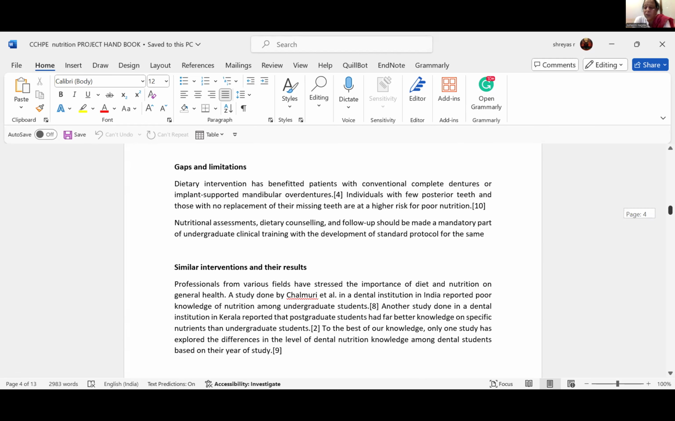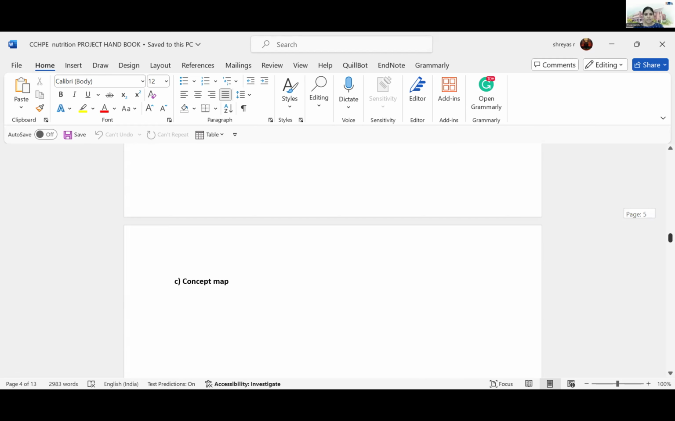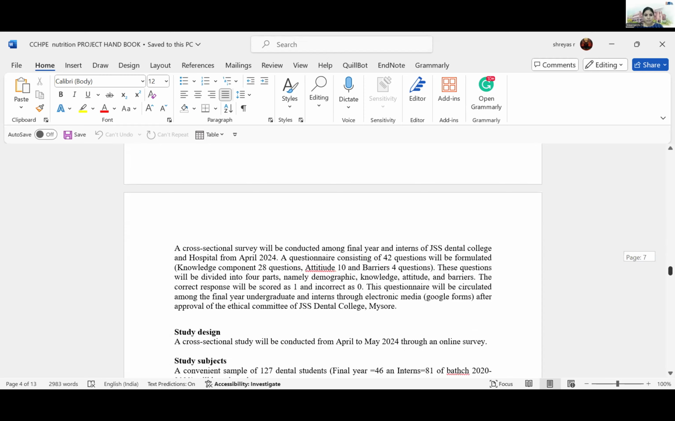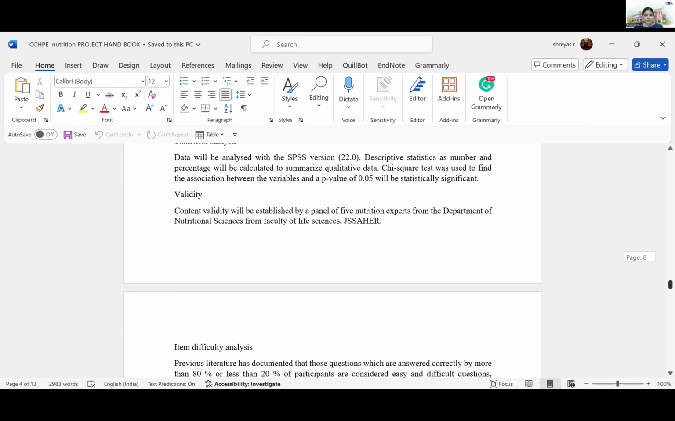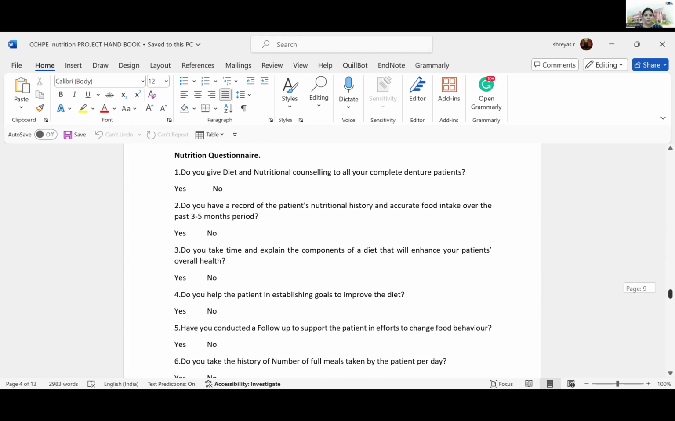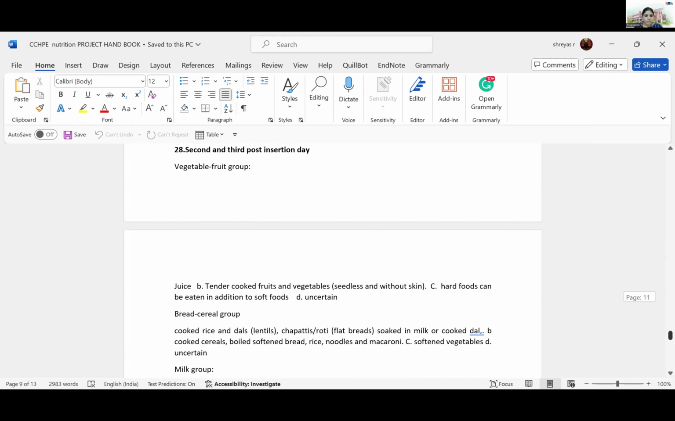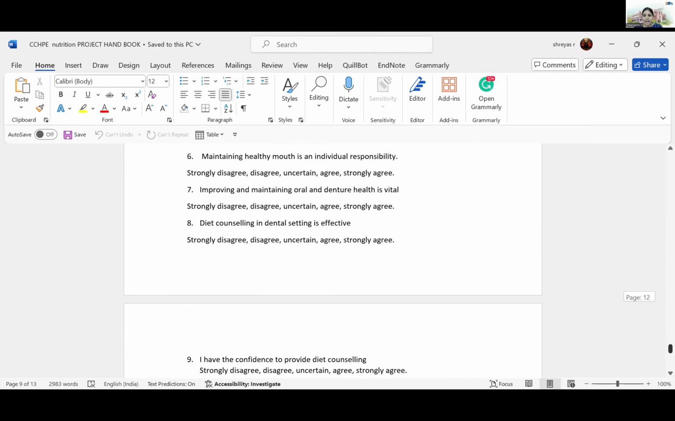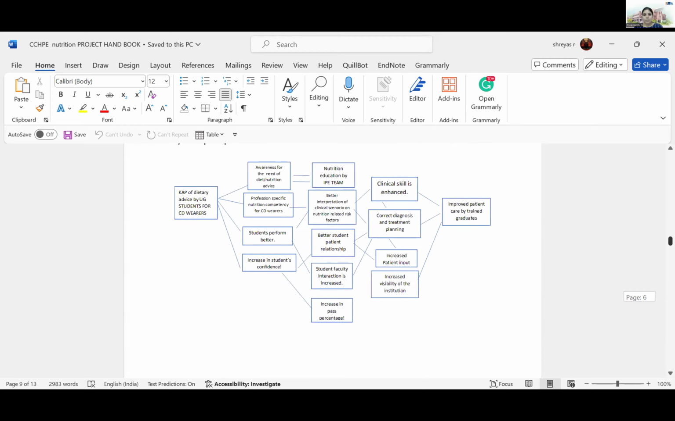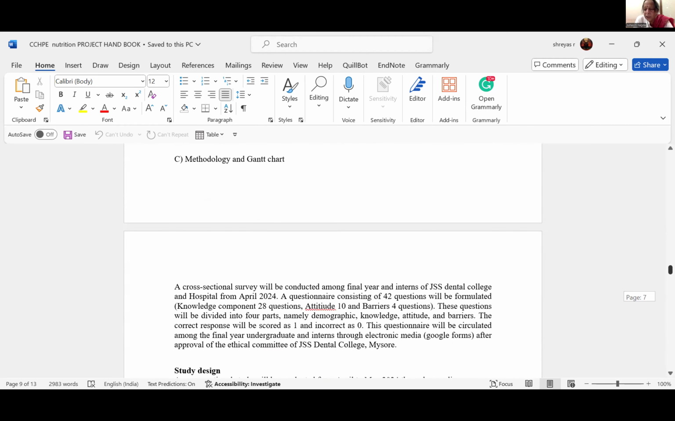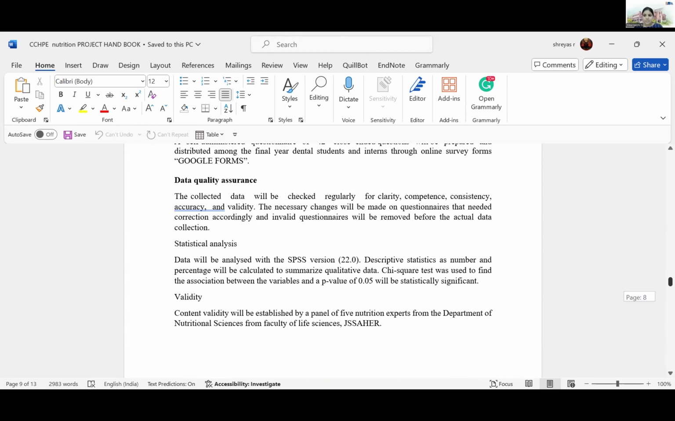Please share your questions. So this was the item analysis done, and these are the nutritional questionnaire items. Please read it. Yes, ma'am. The nutrition questionnaire includes the attitude component and the barriers component after the knowledge component assessment. Have you adapted the questionnaire from somewhere? Yes, ma'am.